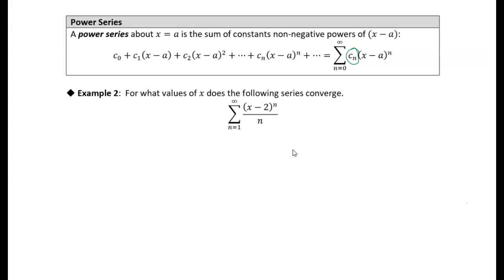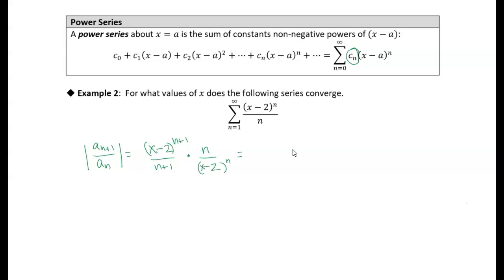So we want to know for what values of x this series converges. And we can find that by applying the ratio test. So let's apply the ratio test to this series to see when it converges. So let's look at the absolute value of the ratio of consecutive terms. So we get (x minus 2)^(n+1) over n plus 1, right? That's the n plus 1th term. And then I'm going to multiply times the reciprocal of the nth term. So that becomes n over (x minus 2)^n.